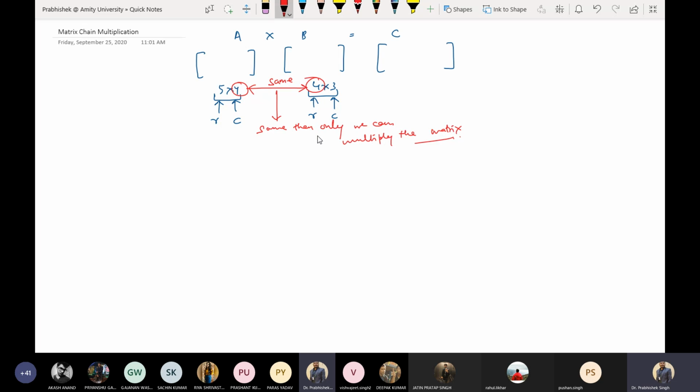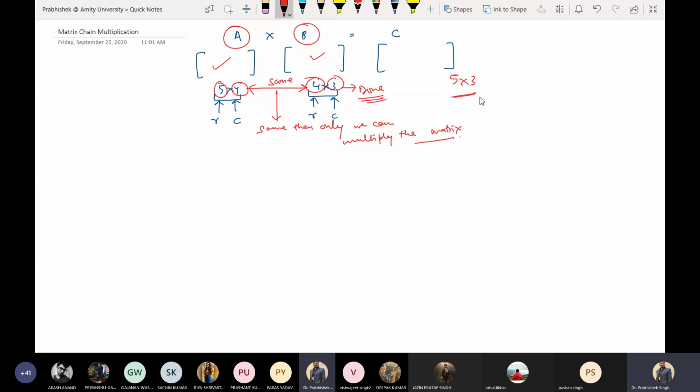So I was saying that we can perform matrix multiplication between these two matrices when the number of columns of this matrix is equal to the number of rows of the B matrix. Then only we can perform the matrix multiplication. Since both are the same, matrix multiplication can be done here. So what result will you get? The result is 5 into 3, meaning the dimensions of C, the resultant matrix, will be 5 into 3.